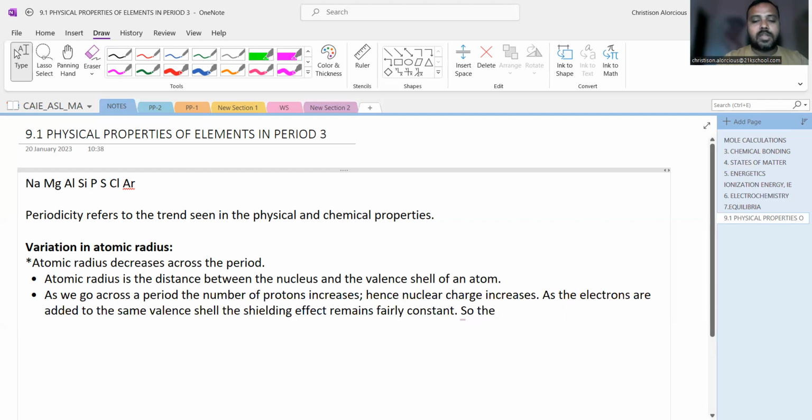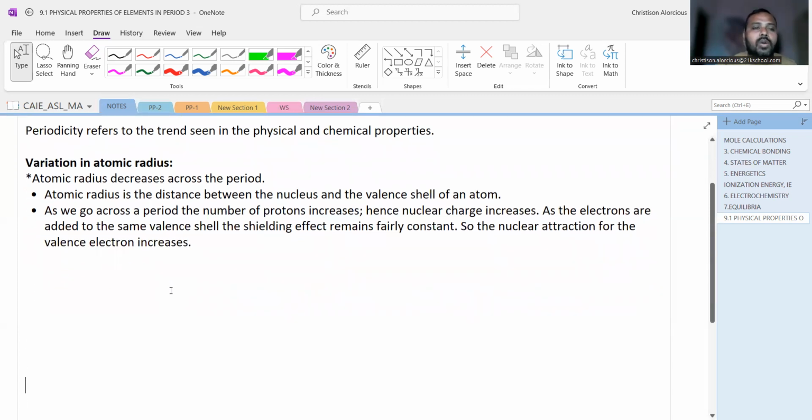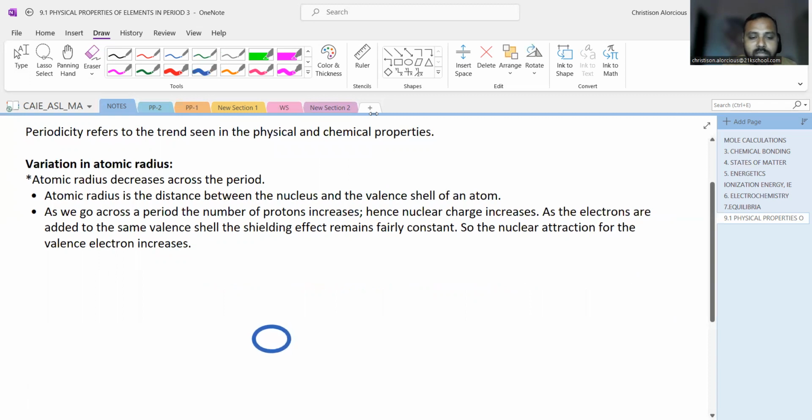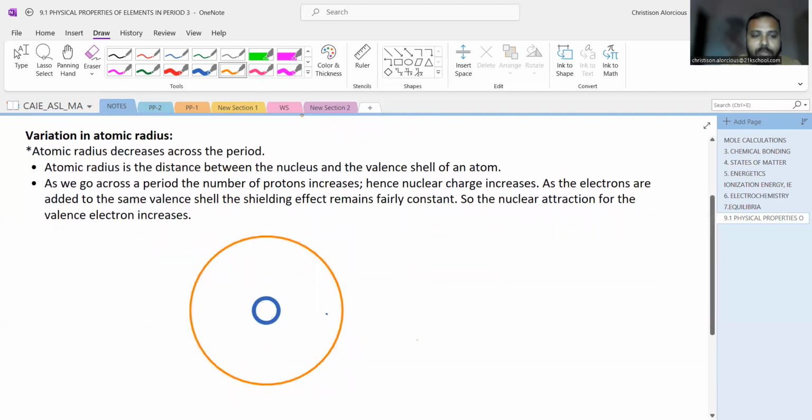So the nuclear attraction for the valence electron increases. So as we go across the period, the nucleus seems to attract the electron even more strongly. Let's say that's your nucleus, and say this is your valence shell. This is your valence electron.